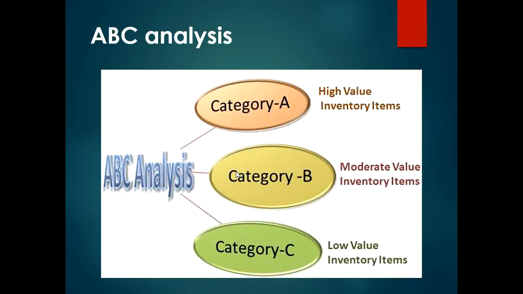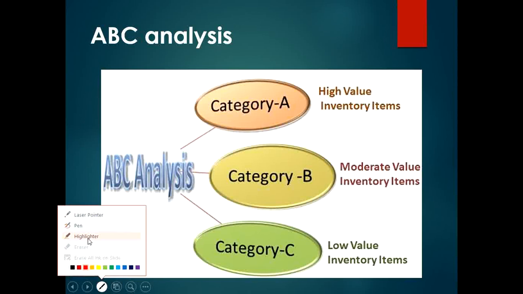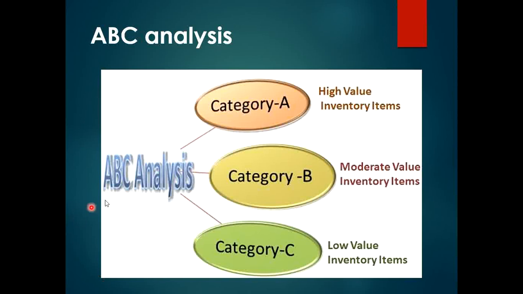So in this way, in ABC analysis we can categorize the whole of the project into A, B and C categories. A being the high value or amount of rupees required for the items, B being the moderate value, and C being low value. So this categorization is made in ABC analysis.